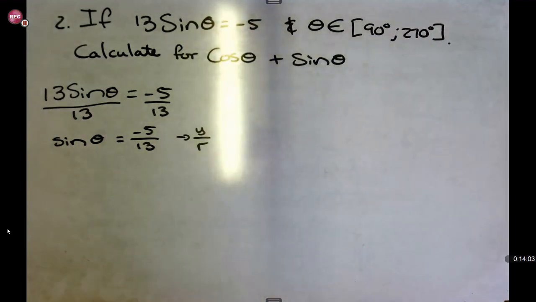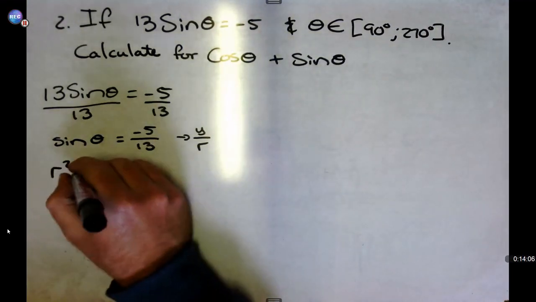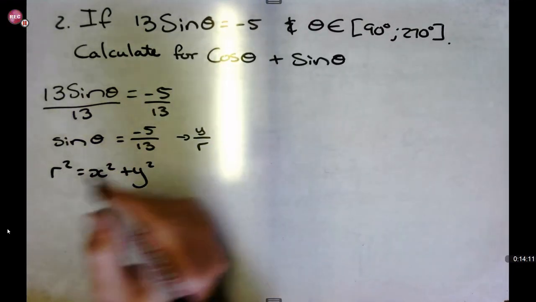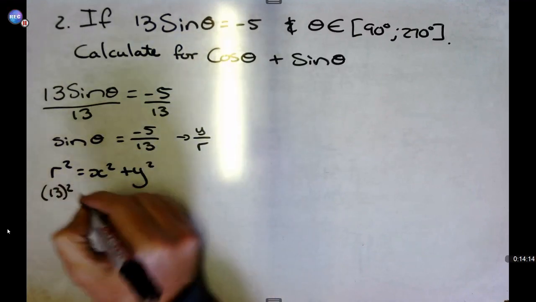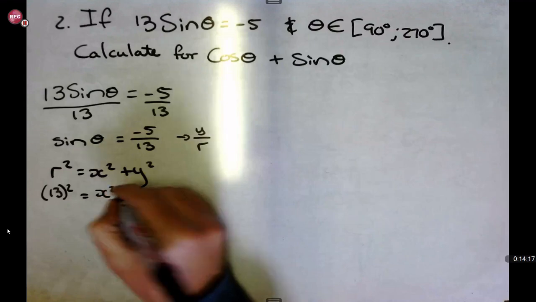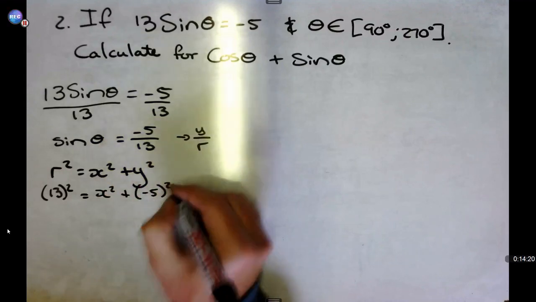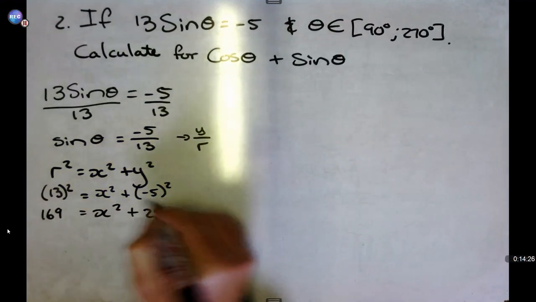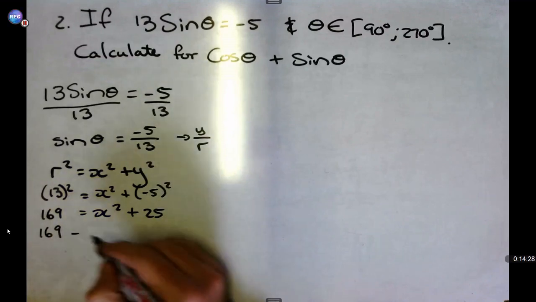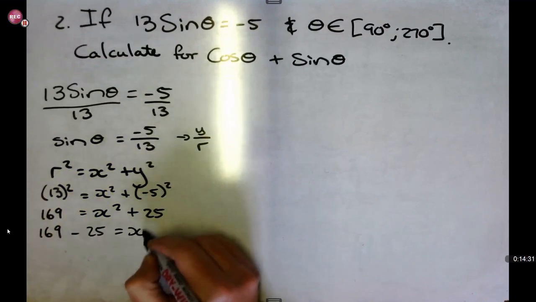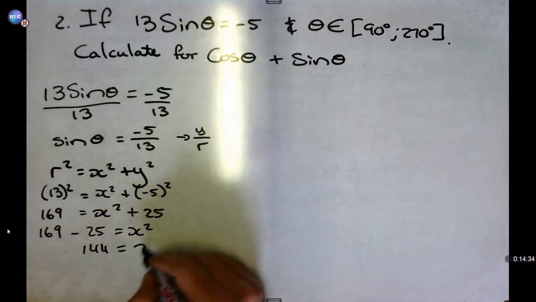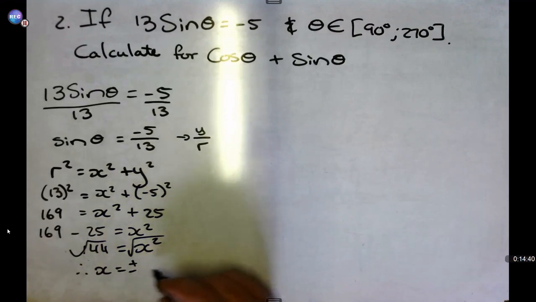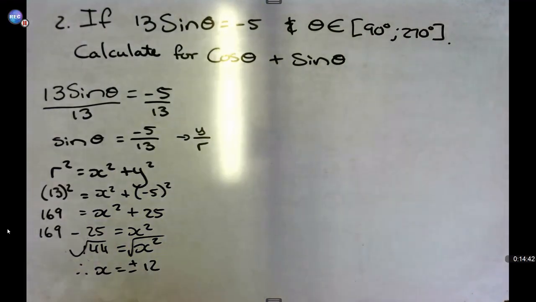So the next thing that you need to do is calculate the other side using Pythagoras. So what we do now is we say 13, we square that, we've got y, so we're looking for x in this case. y is -5, so we have 169 equals x squared plus 25. Carry the 25 over, subtract it from the 169, x squared, we get 144. Square root both sides, so therefore x is equal to plus minus 12 in this case.